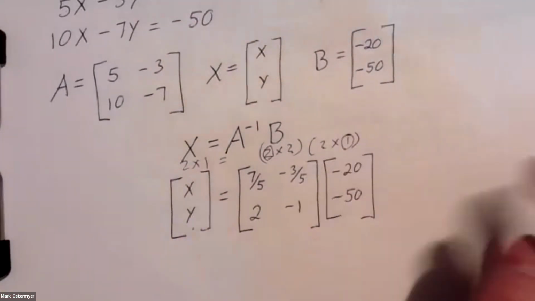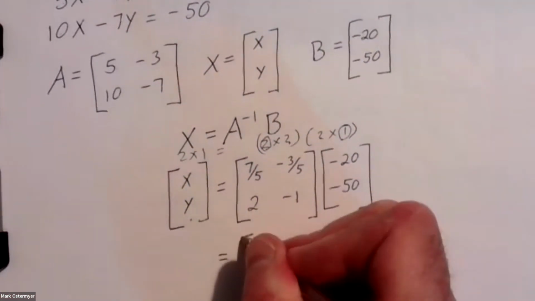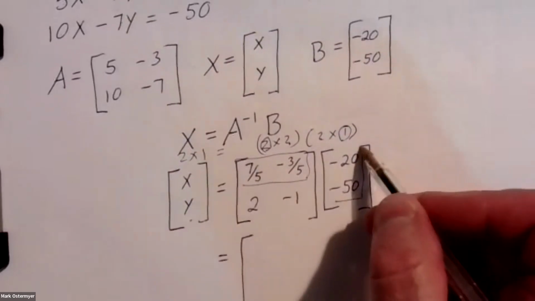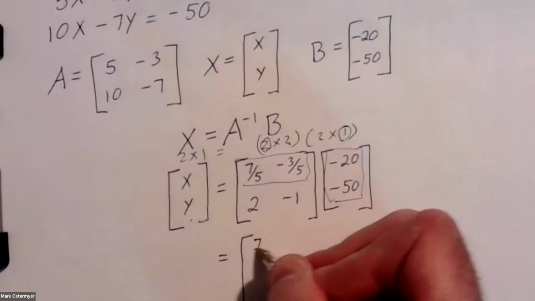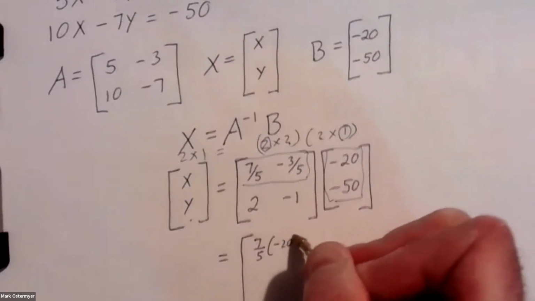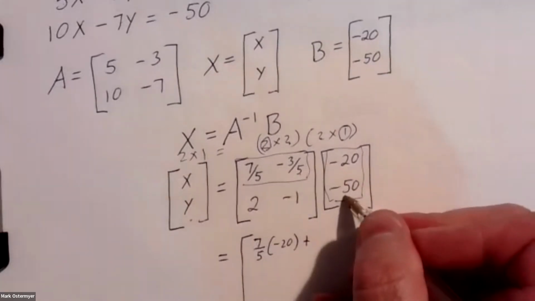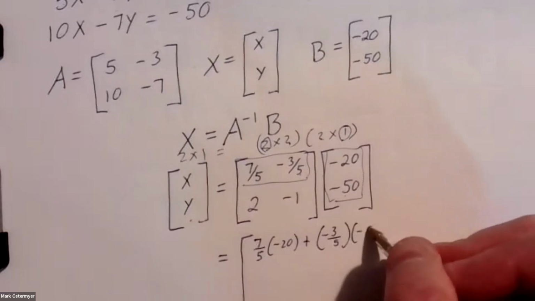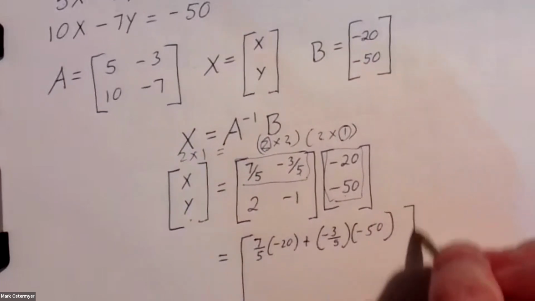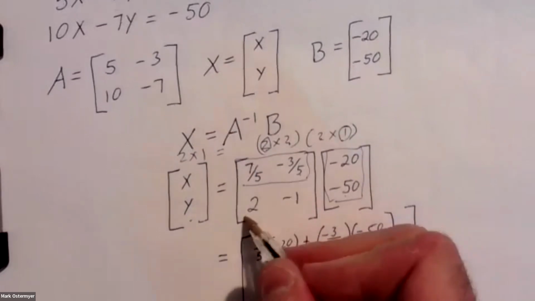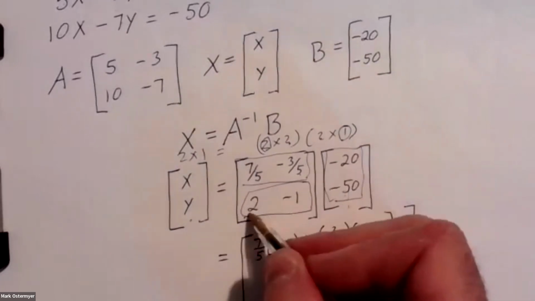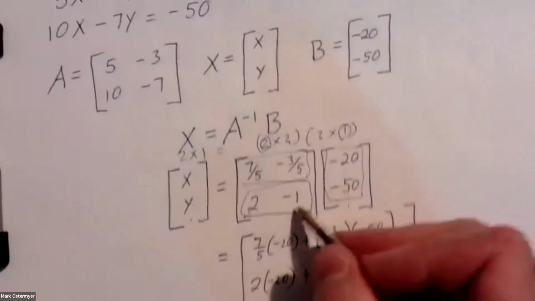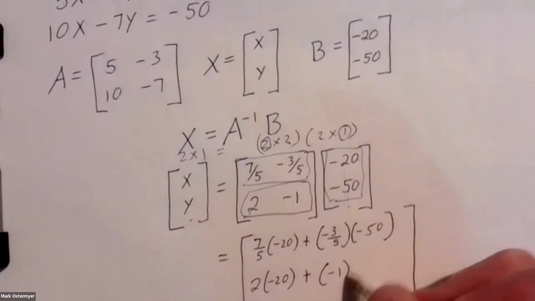So, in order to get our solution, our 1-1 entry, we take row 1 of the first matrix and multiply it by column 1 of the second matrix. So 7/5 times -20 plus -3/5 times -50. To get the 2-1 entry of my product matrix, I take row 2 times column 1. 2 times -20 plus -1 times -50.